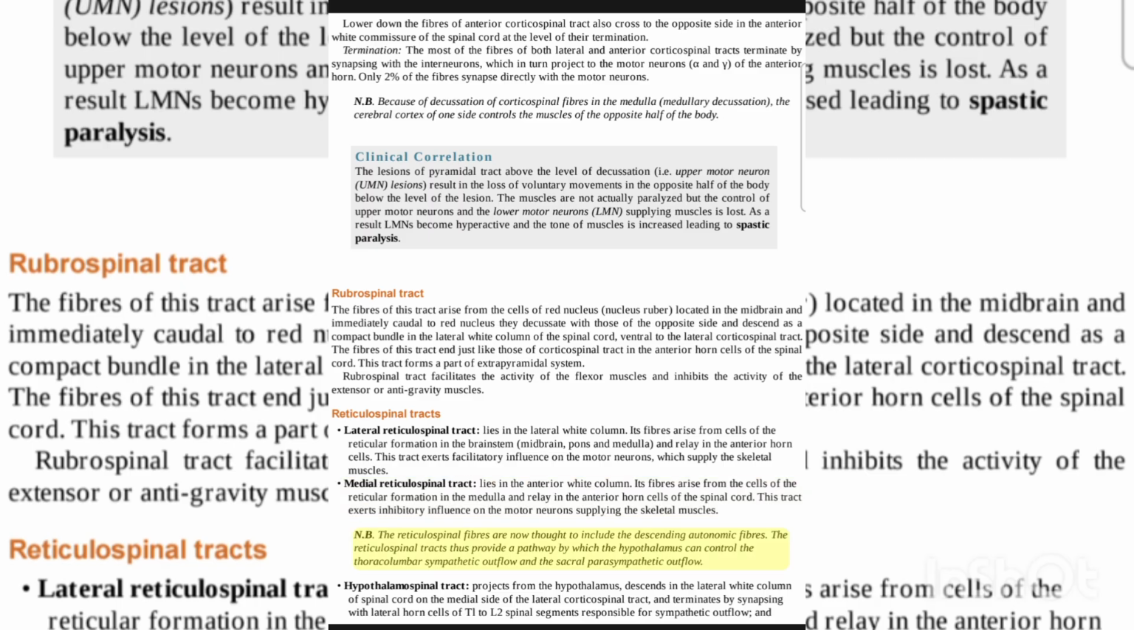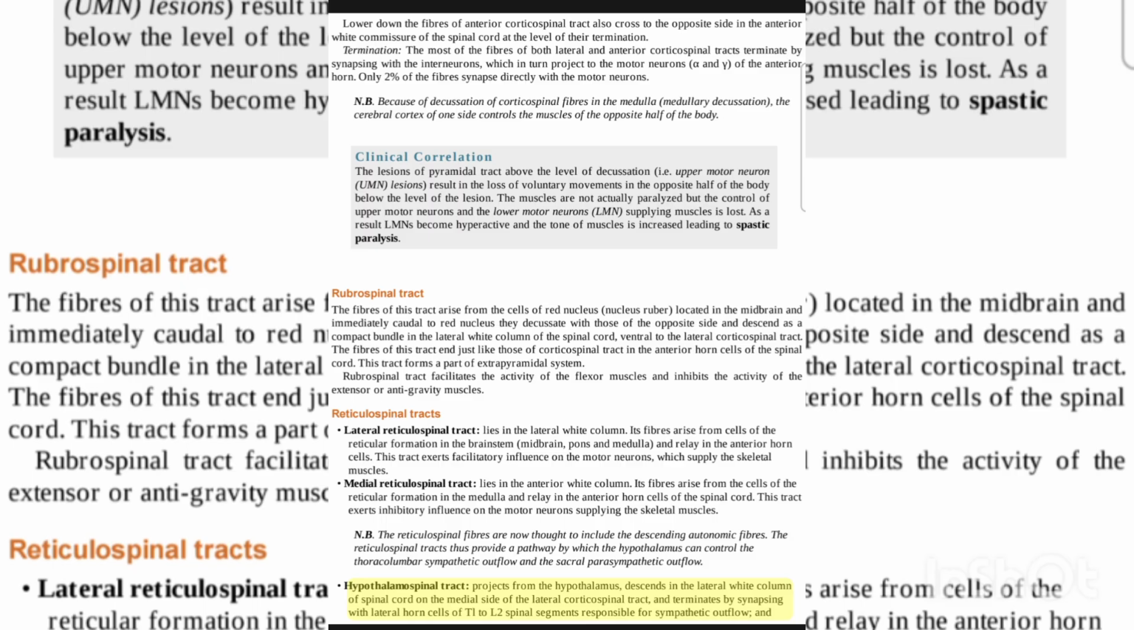NB. The reticulospinal fibers are now thought to include the descending autonomic fibers. The reticulospinal tracts thus provide a pathway by which the hypothalamus can control the thoracolumbar sympathetic outflow and the sacral parasympathetic outflow.